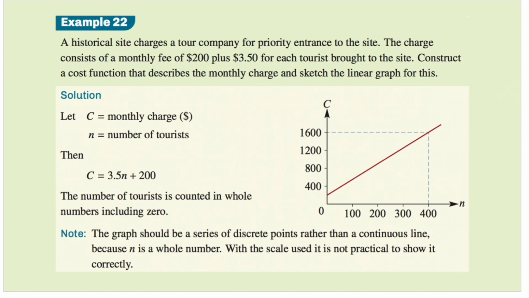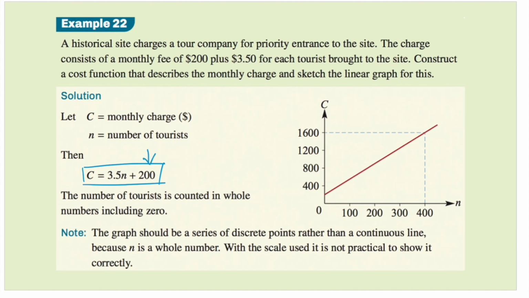Okay, so now looking at the solution, C is equal to 3.5n plus 200. C is the total monthly charge and n represents the number of tourists. Notice 200 is a constant here, and it's always in the equation. This means that the $200 fee is a base charge. So this tour company will have to pay no matter how many tourists it gets. You can have 0 tourists, but the $200 fee still applies. So maybe the $200 fee is still there in order for you to be eligible for priority entrance. So that's why the 200 fee is the base charge, since that's the constant in the equation.